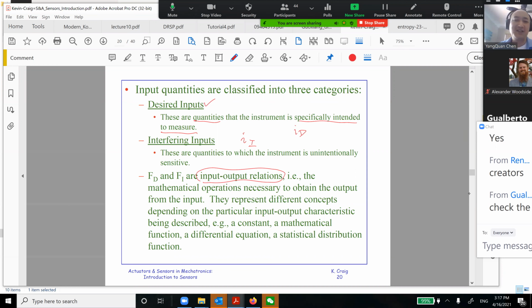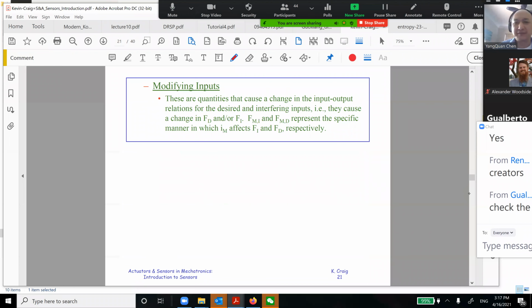We didn't say this relationship is static or not. It could be nonlinear. It could be dynamic, okay? So we are going to see an example. Sometimes it's a differential equation, sometimes a transfer function, okay? So we're going to see an example later, okay?